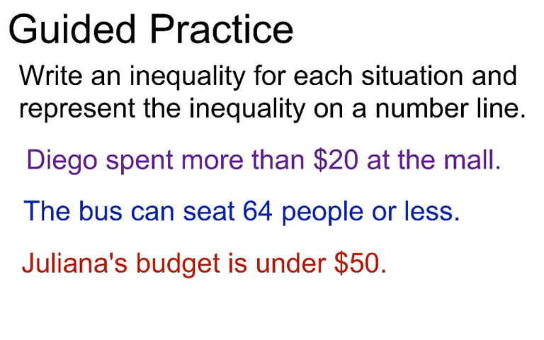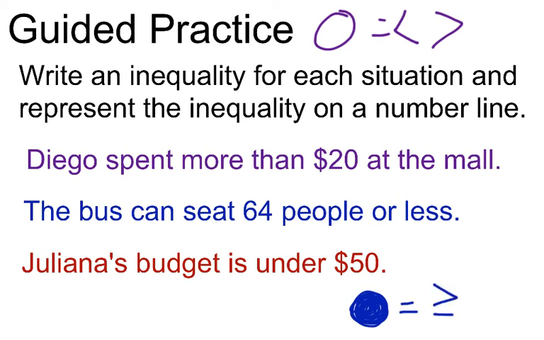Now it's your turn. You're going to write an inequality for each situation and represent the inequality on a number line. Remember, open circle can mean less than or greater than. Closed circle, I'll write that down at the bottom, is greater than or equal to, less than or equal to. So anytime you have that line, it's a closed circle. Anytime it's open, you have an open circle. You have a no equal to.